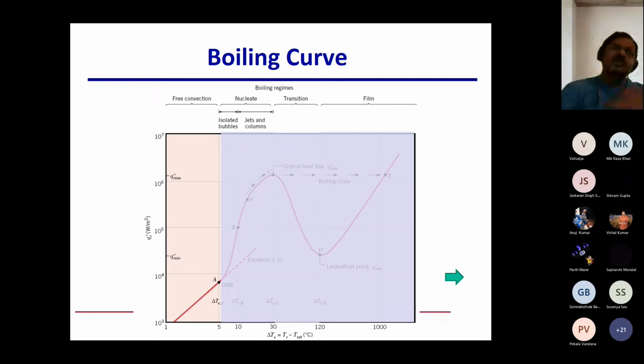You have a temperature difference, you have a heated surface, and therefore convection currents are going to set up. All right. So with natural convection, the heat flux, which is plotted on the y-axis, is not very high. Remember, this is water. So we are talking about kilowatts per meter squared, which is not very high, by the way.